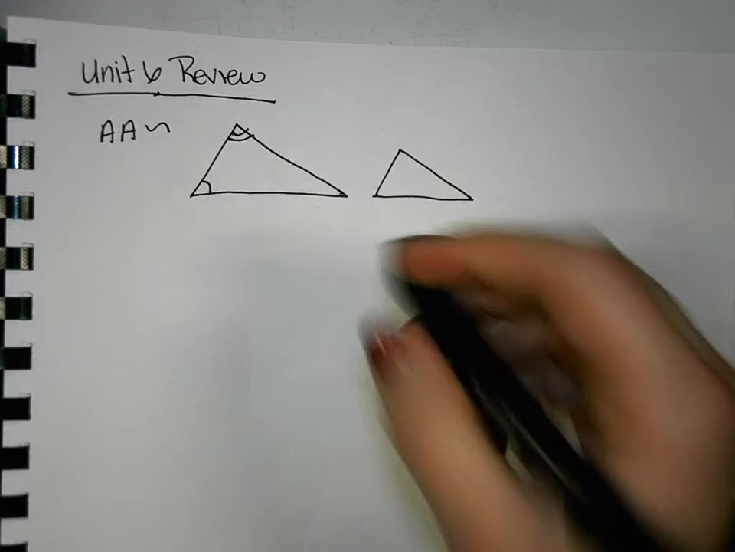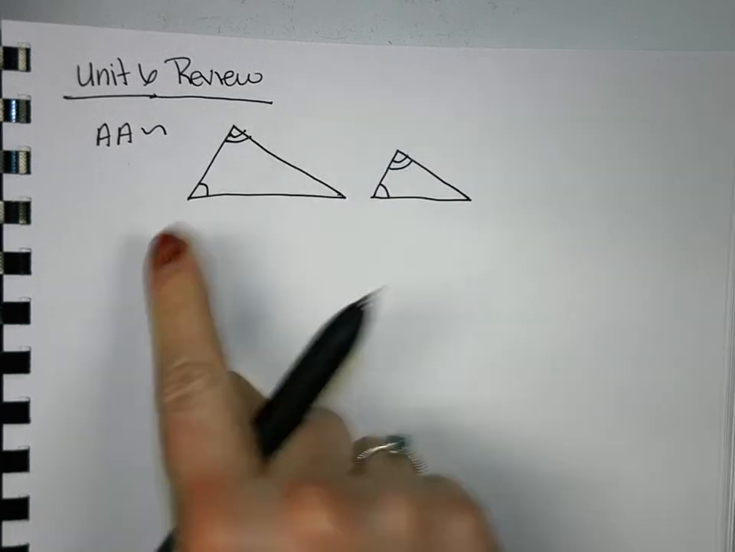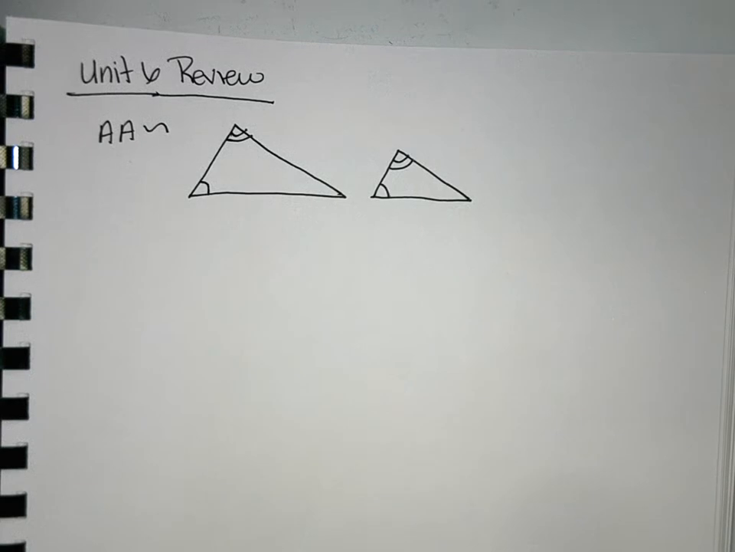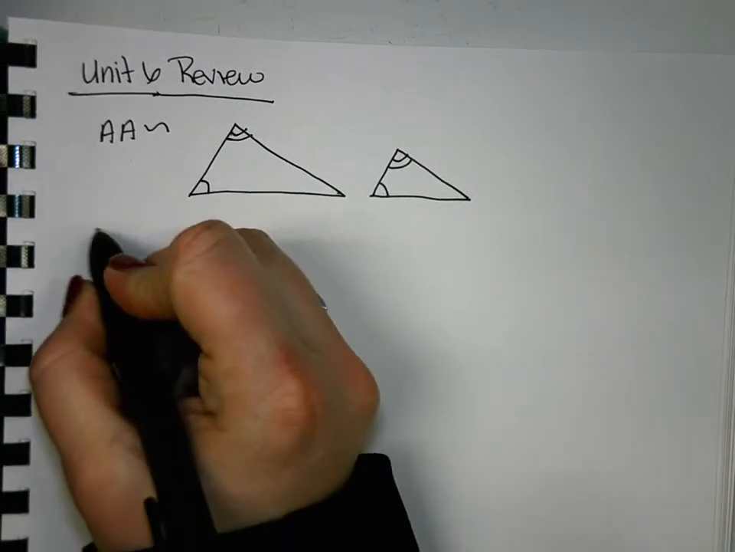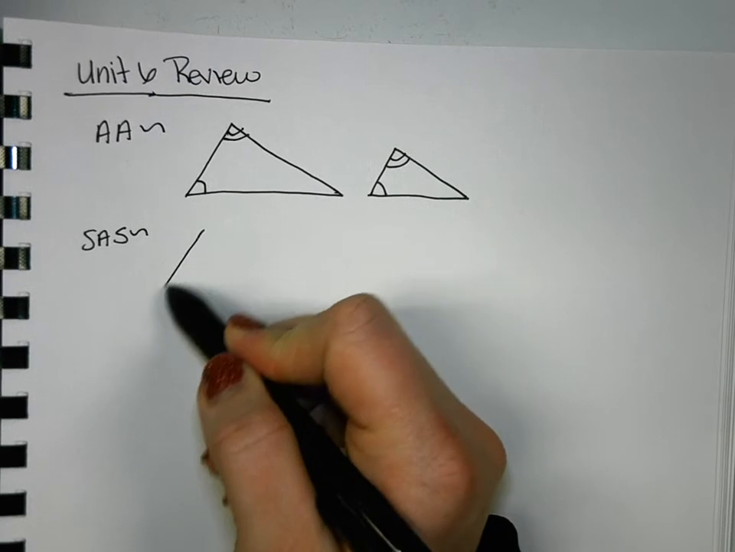So angle similarity told us that if we could show two angles in each triangle are the same, then we could say that the two triangles are similar. Our second one was side angle side similarity.